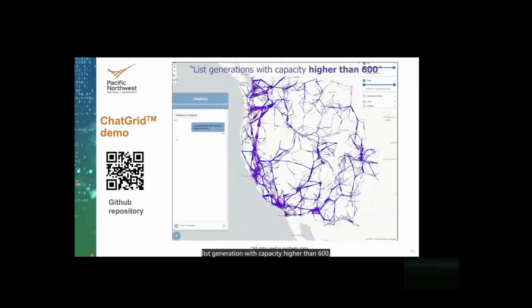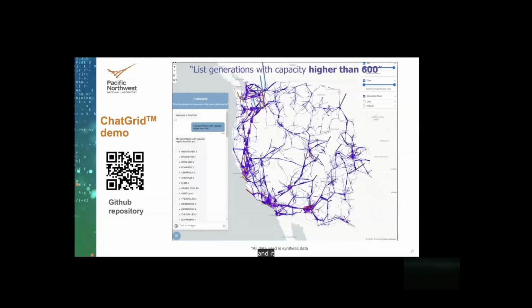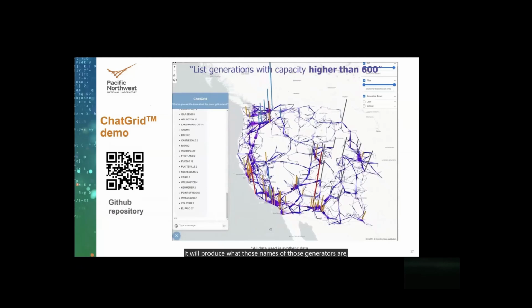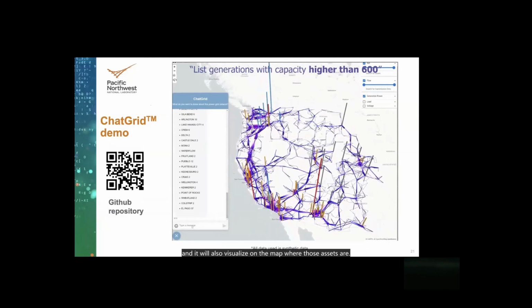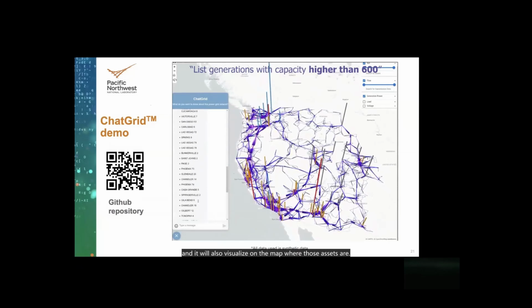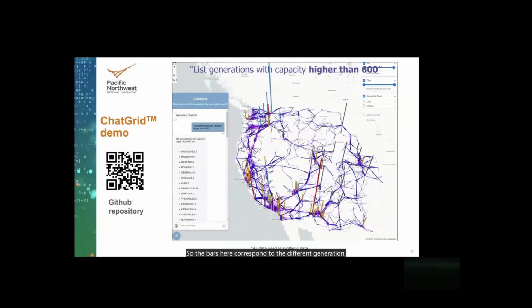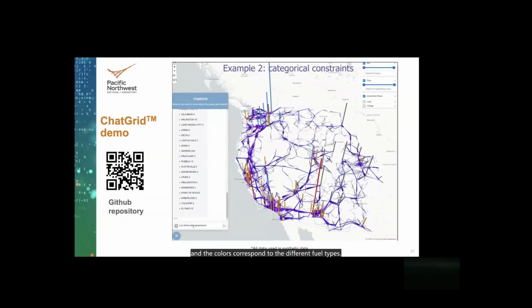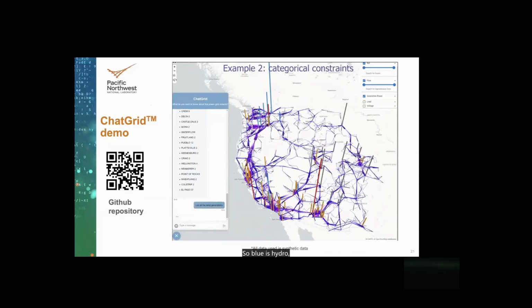So: list generation with capacity higher than 600. It will produce the names of those generators, and it will also visualize on the map where those assets are. The bars here correspond to the different generation, and the colors correspond to the different fuel types. Blue is hydro, red is nuclear, orange is natural gas, and so on.